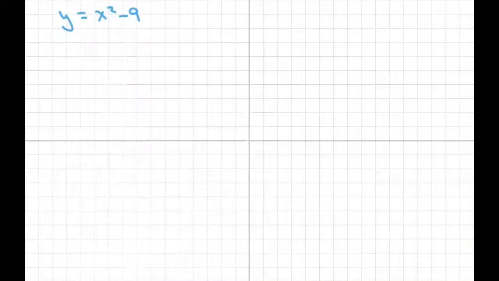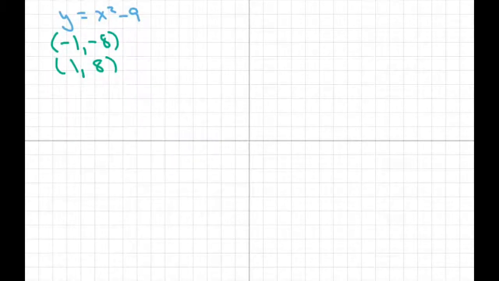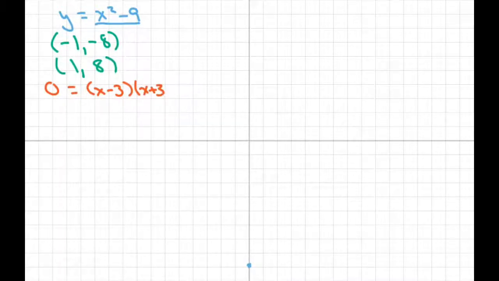So -1 goes to -8. Now this one's pretty easy to graph. It's just the y-intercept, -9, down here. 1, 2, 3, 4, 5, 6, 7, 8, 9. So right down here. Also, to get your x-intercepts, we can factor this. x minus 3, x plus 3. So x is 3 and -3.